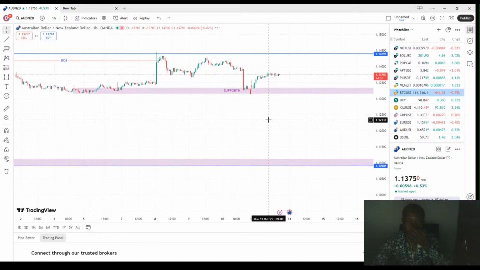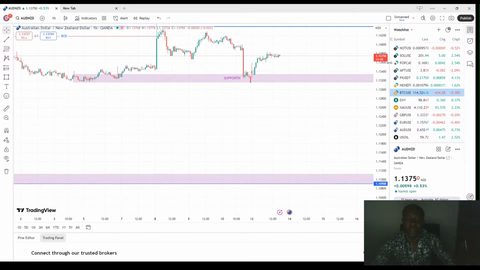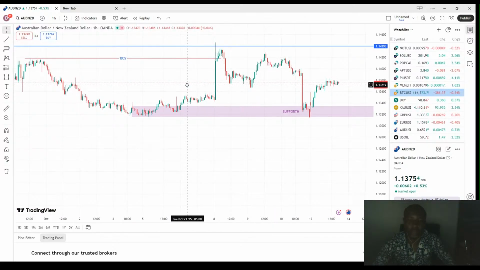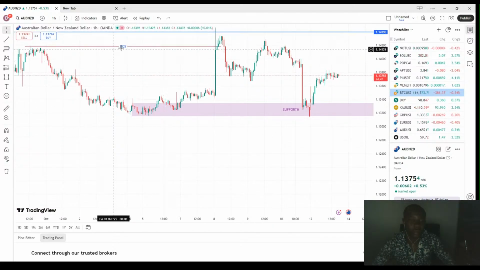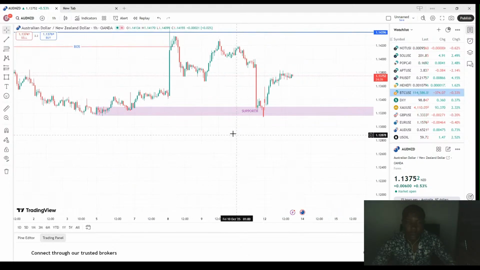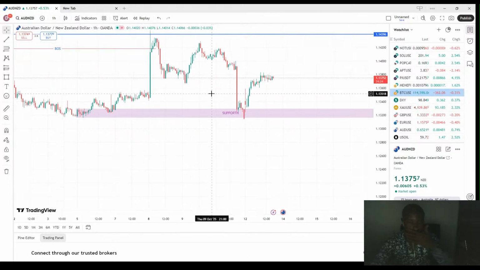So let's see 1 hour. So we have demand and we have fill. So that's why we want to be very careful right now. And on this 1 hour, it's still the same area of break of structure and support level, but we'll narrow this down to here, this candle.